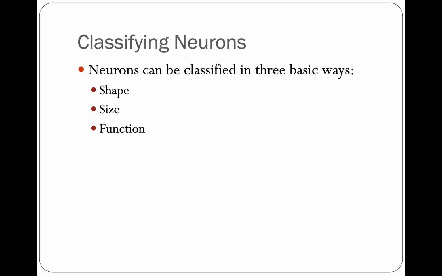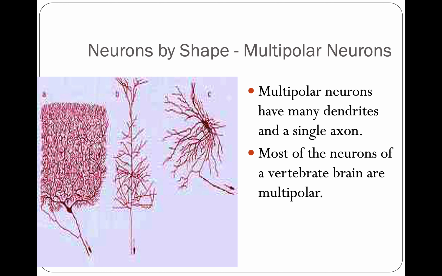Neurons can be classified in three basic ways. You can classify them by their shape, you can classify them by their size, or you can classify them by their function. And the reality is that most neurons are classified actually all three ways. Multipolar neurons have many dendrites and a single axon. Most of the neurons of a vertebrate brain are multipolar. And as you can see, lots of dendrites.